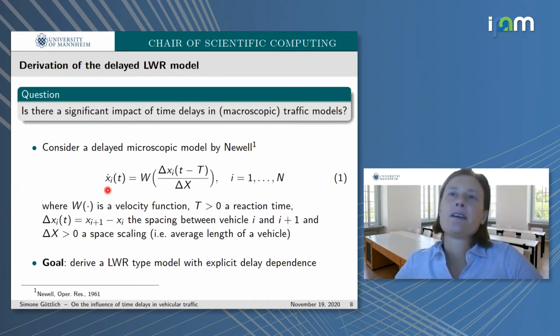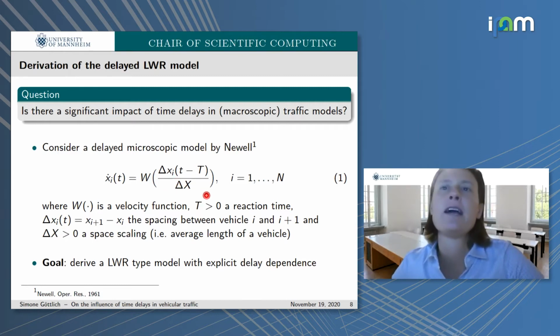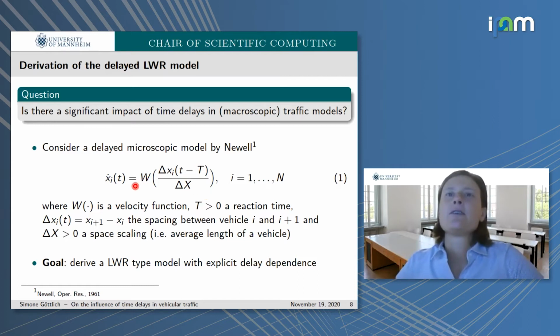We put the model by Newell, given as x_i dot equals some velocity function V of delta x_i at time t minus the delay or reaction time tau, divided by delta x. This is the description of dynamics for each particle i. And the reaction time is assumed to be positive, so there's no difference here between reaction and delay. This is a kind of terminology.